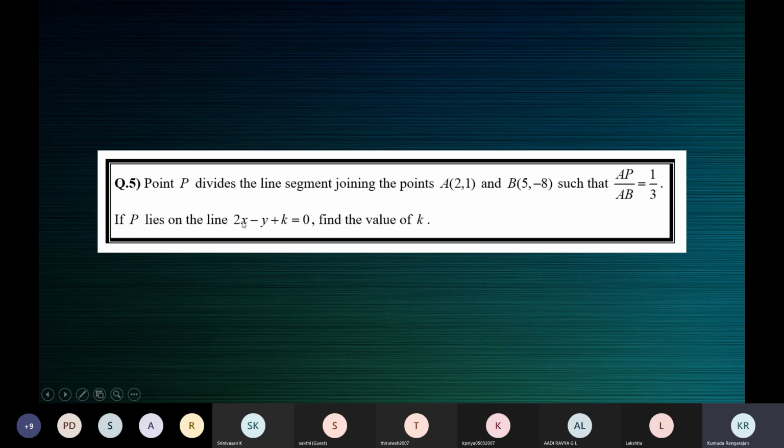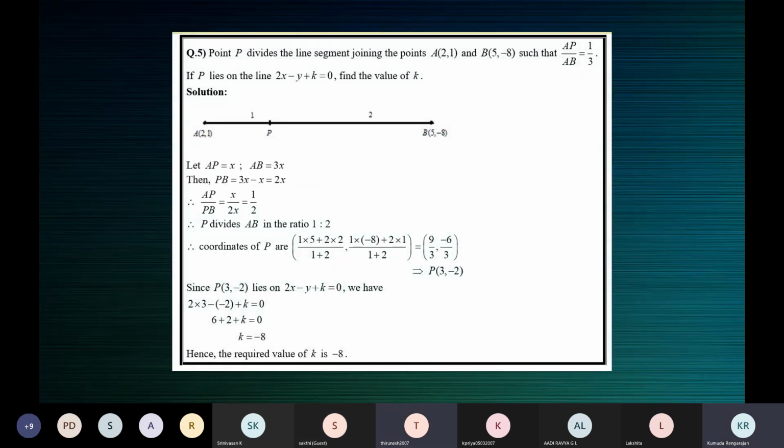So in place of x, take 3 and in place of y, take minus 2. Work to find the value of k. And k is equal to minus 8, ma'am. Perfect. Minus 8 is correct.